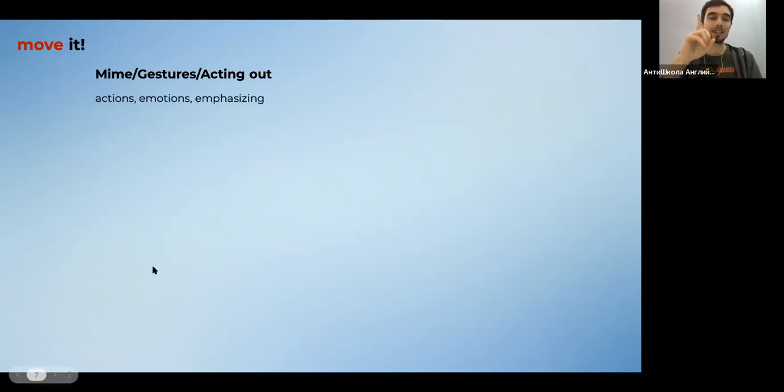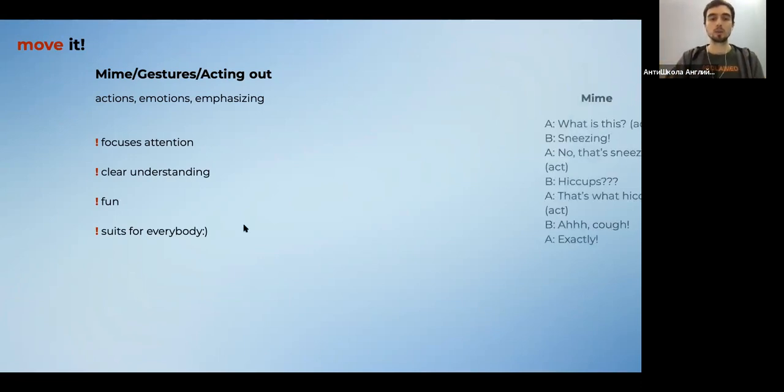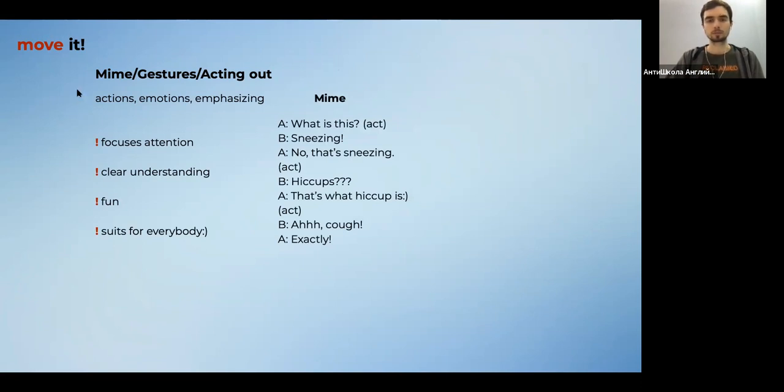Also, we can add emphasizing sometimes, in order to make students not so simple in the way they talk, right? Not just like they read a book, but they play, they act it out. They are trying to feel what they say, right? So, it focuses attention and gives a clear understanding of what you're showing. Yes, it's fun. It suits everybody, I guess. And we can have some examples here. So again, we have to try to act this out, right?